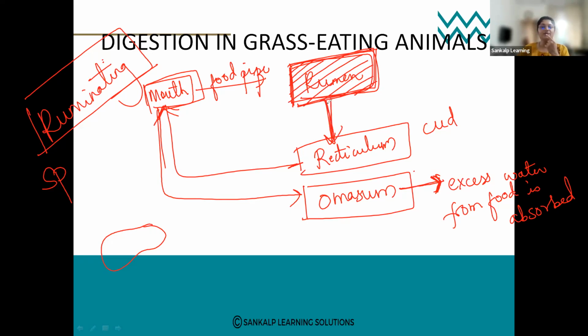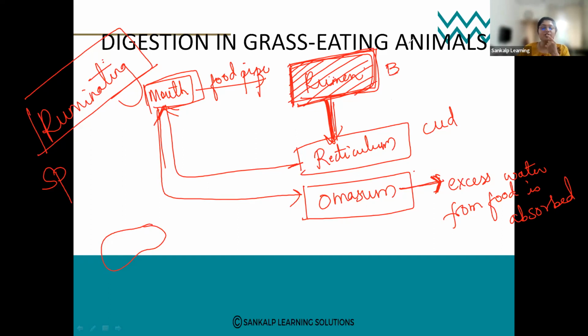Later, it will sit idle. After finishing food, you rest, right? So when the cow is at rest, the bacteria present in the rumen will degrade the cellulose in the partly digested food.